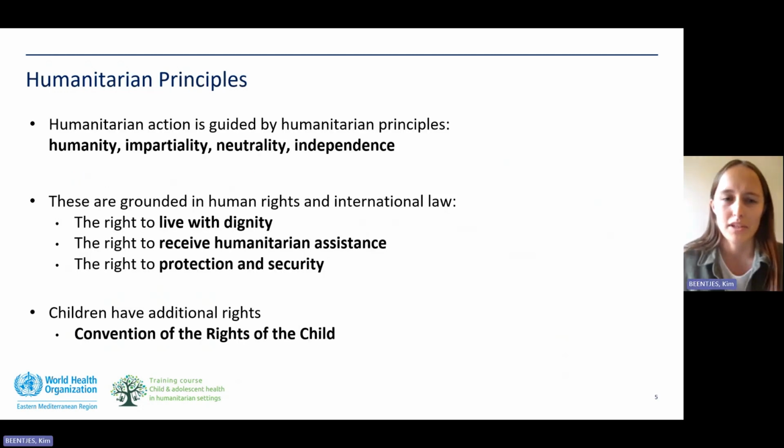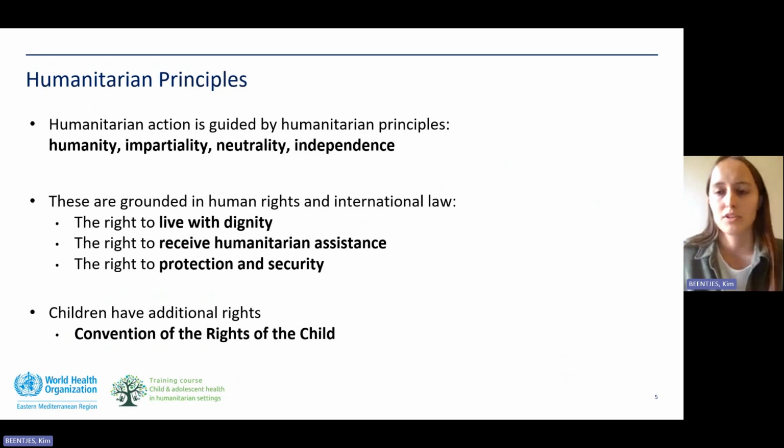I'm going to start with some humanitarian principles that this guide is based on. The humanitarian principles are humanity, impartiality, neutrality, and independence. And these are grounded in the human rights and in international law. These include the right to live with dignity, the right to receive humanitarian assistance, and the right to protection and security. Because this course is on child and adolescent health, we added here that children have additional rights under the Convention of the Rights of the Child.